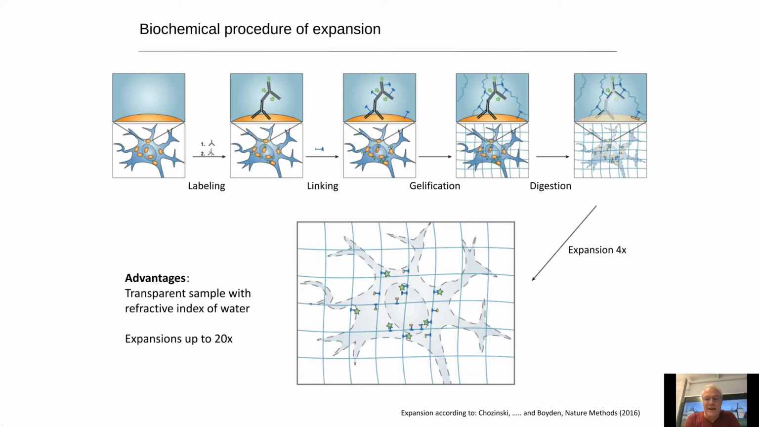This approach has two key advantages. First, we obtain a transparent sample with the refractive index of water. And secondly, we can also do post-labelings in this situation and, in that digested sample, try to achieve additional antibody labeling. The digested sample provides a better penetration of such antibodies.